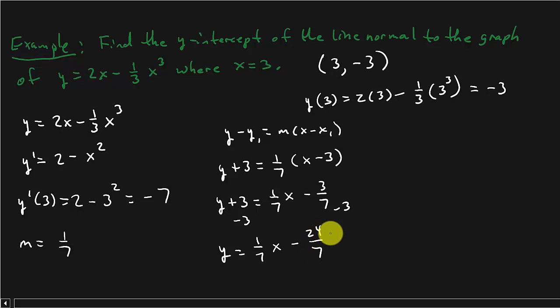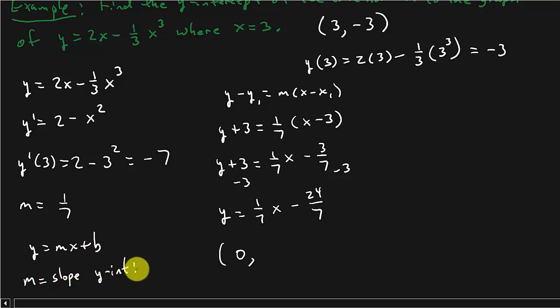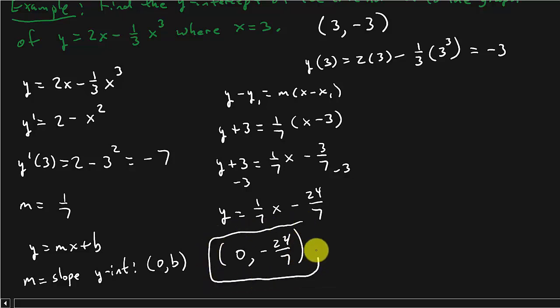And what were they wanting us to find? They were wanting us to find the y-intercept. Remember, if you have y equals mx plus b, m is your slope, and the y-intercept is the point 0, b, whatever that constant is. So that's 0, negative 24/7. So that's what they were wanting us to find. But we did have to find the equation of the normal line.